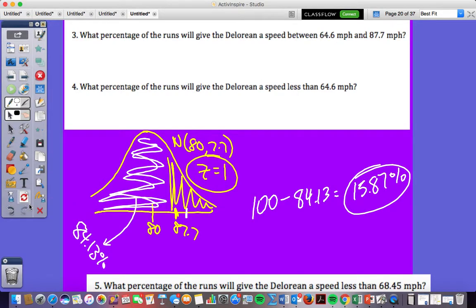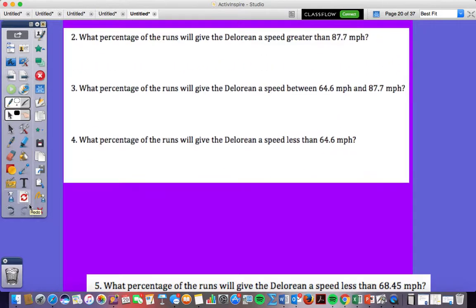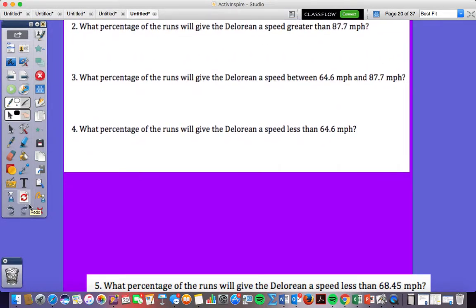Let's go to the second one. The second one's a little bit tougher. Maybe you could help me with this based on the context of what we've already said, okay? Again, I know you could do this with the rule. Let's do it with our z-scores. That way we get a rep in. So right now we've got our normal distribution. The middle is 80. We've got 87.7. And we're trying to highlight the area of what?